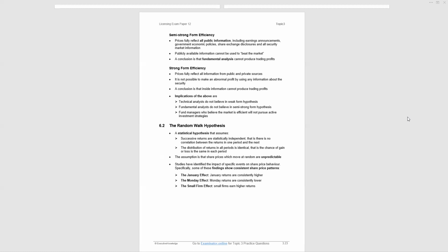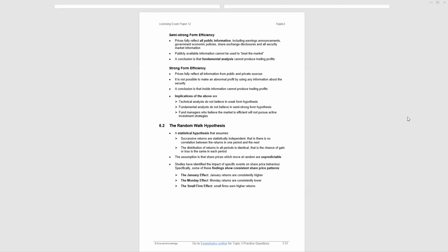The random walk hypothesis, the last item for topic 3, paper 12. That is a statistical hypothesis, assuming successive returns are statistically independent. There's no correlation between the returns of one period and the next. So there's no pattern. Charts don't work. Distribution of returns in all periods is identical. That is, the chance of gain or loss is the same in each period. It's a random walk. There's no way we can predict how the price will move given how it's moved previously.